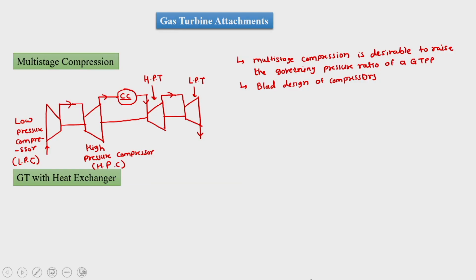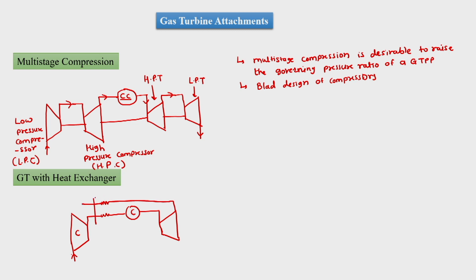Then we have the gas turbine power plant with heat exchanger. This arrangement is very specific to the open cycle gas turbine power plant. In our open cycle gas turbine power plant, we first have the compressor, and we let the gas go out into the atmosphere from the turbine, but here we will not let that happen. The gas which is going to the atmosphere will first be used to heat the air which is to be passed to the combustion chamber.